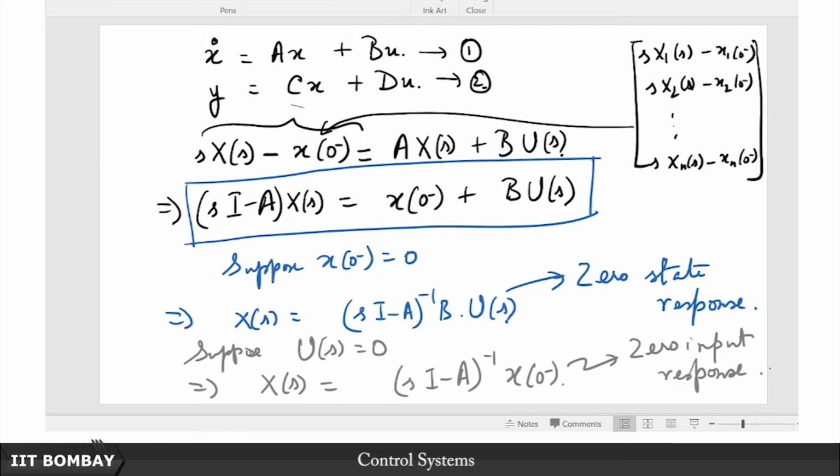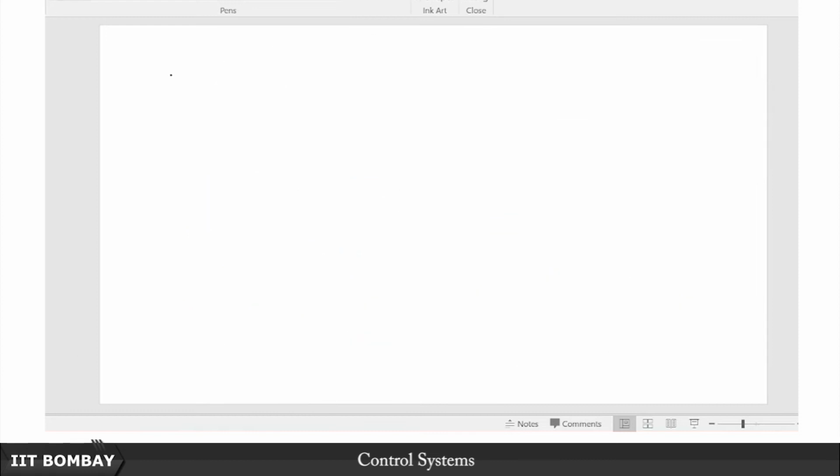So by superposition you can treat these two as two different components going into the building of this response. We can take them acting one at a time and then sum together their results. Let me put a subscript here, so this is X_zs and this is X_zi. Then we have that X(s) overall is equal to X_zs(s) plus X_zi(s), which is the zero state response and the zero input response.